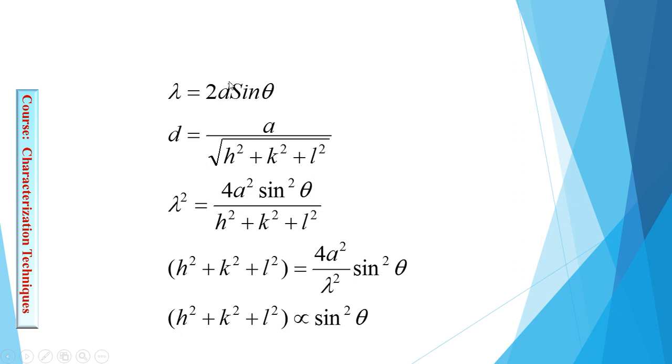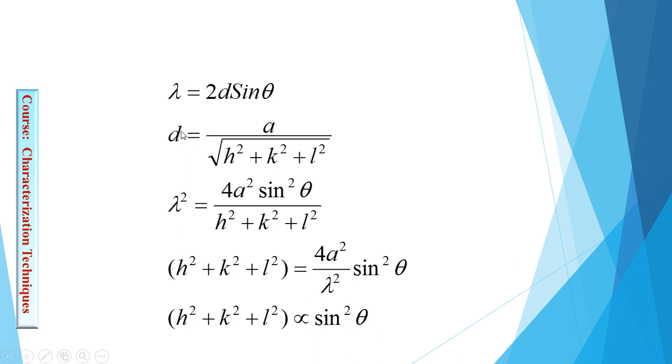So we can investigate from this. This is Bragg's law: n lambda is equal to 2d sine theta, where n is 1, meaning we are taking the first order diffraction. For the d spacing, we have d is equal to a over the square root of h square plus k square plus l square. This is the d spacing formula for the cubic crystal, because in cubic crystals a is equal to b is equal to c. That's why it is very easy, and we are taking it as an example.